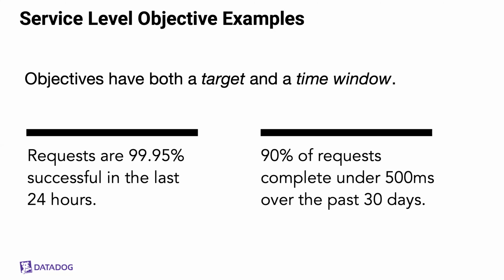Here we have two SLO examples, where you can see the ratio of the metric that we cared about and the time window. These measures are subtly different. Consider that the second doesn't explicitly state a successful request, only that it completed in under 500 milliseconds. Reliable failure conditions are indicators too.